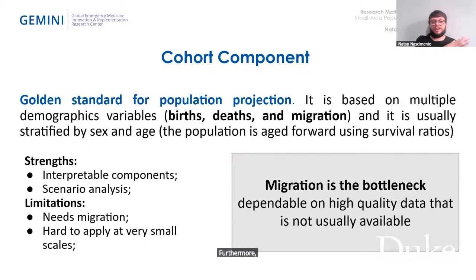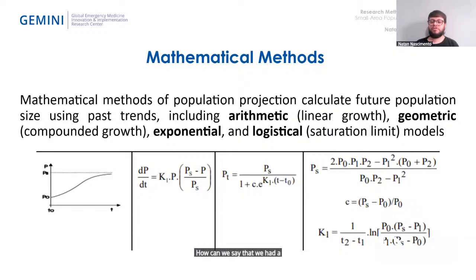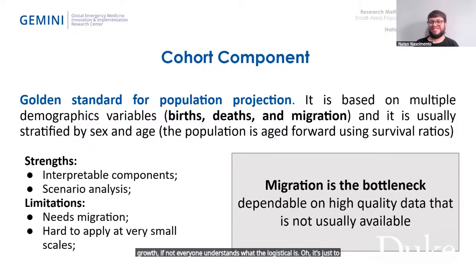Furthermore, these are interpretable components. Everyone understands births, everyone understands deaths, and everyone understands migration. Not everyone understands the logistic. How can we say that we had logistic growth if not everyone understands what a logistic is? Oh, it's just to explain. But here, if you say, okay, what changes in the population? People die, people are born, and people migrate. People understand that.